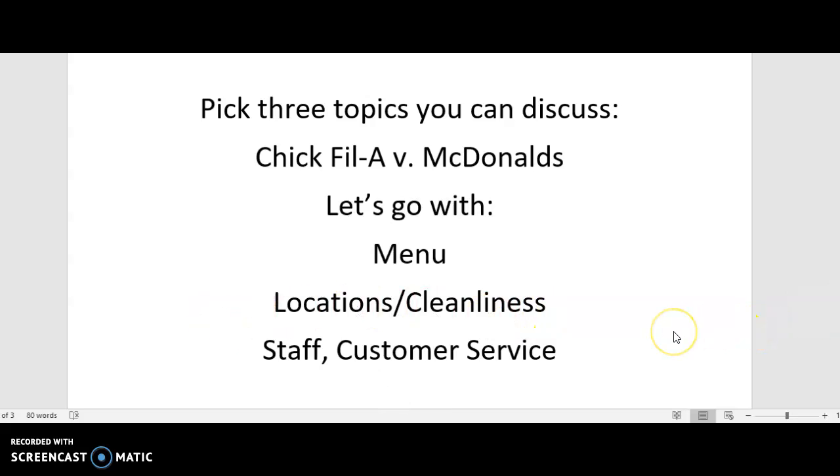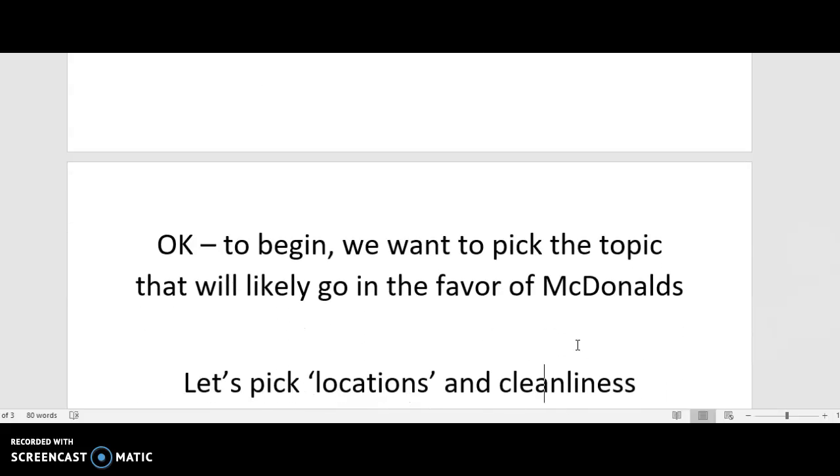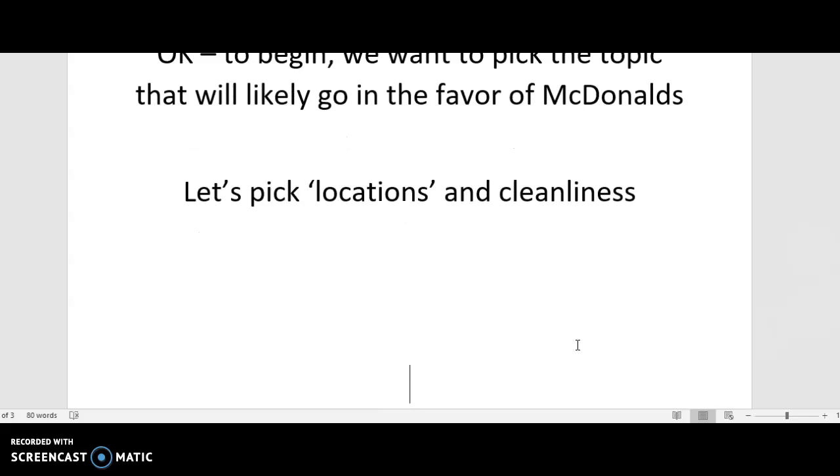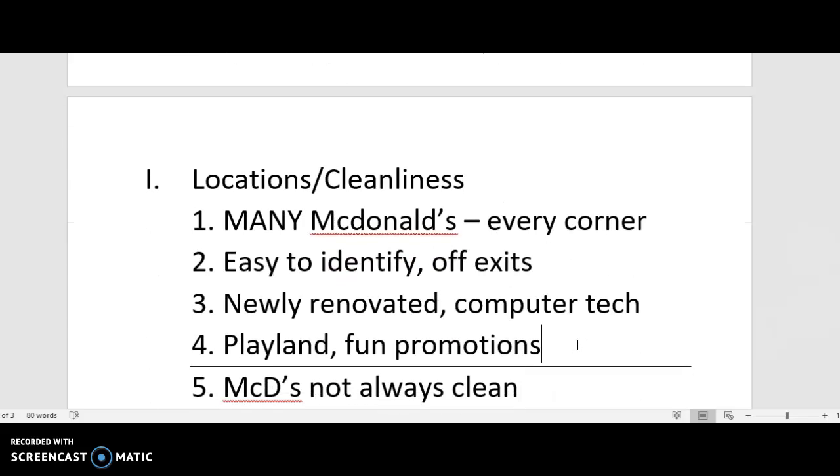So we're going to move down to the next slide. We're going to try. There we go. And so I've already mentioned this. We want to go with the topic that's going to work more toward McDonald's. Now, today we're only doing the first outline. And then I'll create another outline for the second topic because that's where you're going a little bit more 50-50. And so the locations, cleanliness piece, is where we are going to start.